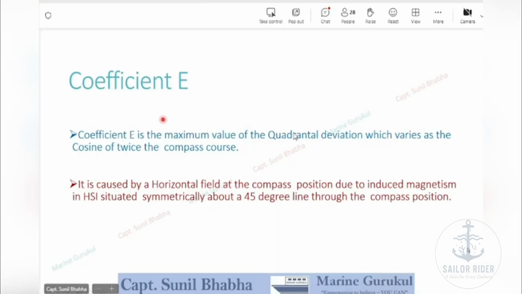So very, very similar. Coefficient E is the maximum value of quadrantal deviation. It is again a quadrantal deviation which changes its name every 90 degrees, and varies as the cos of twice the compass course. It is caused by a horizontal field at the compass position due to induced magnetism in the horizontal soft iron situated symmetrically about a 45-degree line through the compass position.